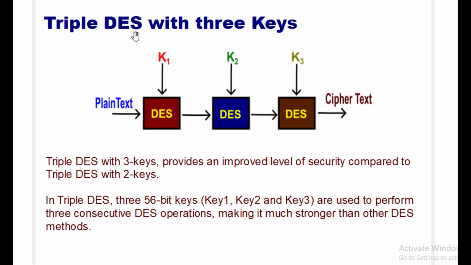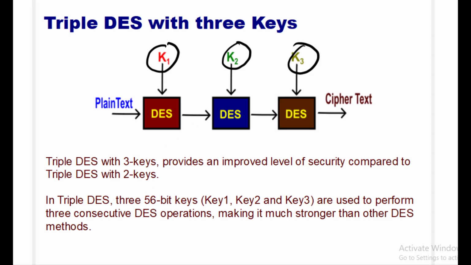Now next we have triple DES using 3 keys. The difference is, as we can see from the block diagram itself, we have K1, K2 and K3. 3 different keys are used. Here we give the plain text. It is applied to the first DES block using K1. The output is applied to another DES block with K2 and the last one with K3.